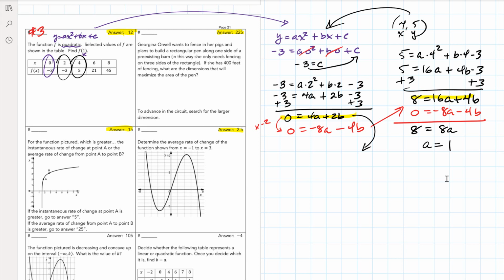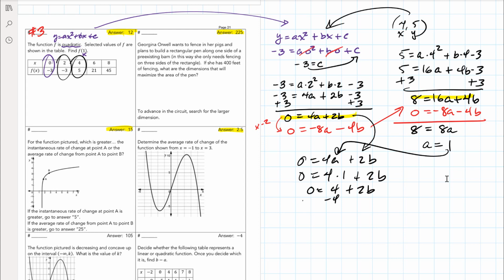So I'm going to take this one down here. 0 is, we already know, equal to 4a plus 2b. But if I substitute 1 in, I get 0 equals 4 times 1 plus 2b. That gives me 0 equals 4 plus 2b. Solve. I get -4 equals 2b. So that tells me that b is -2.